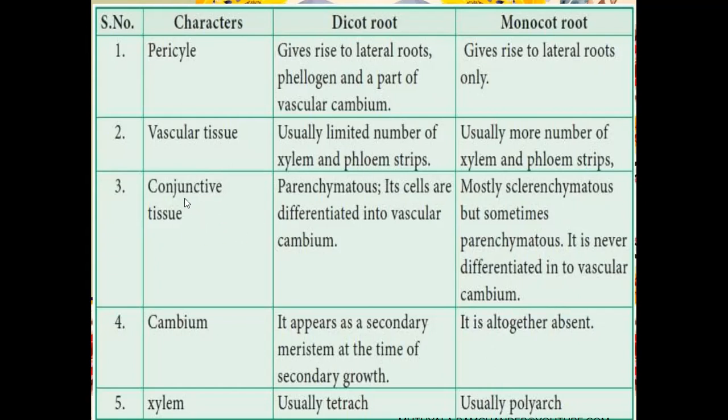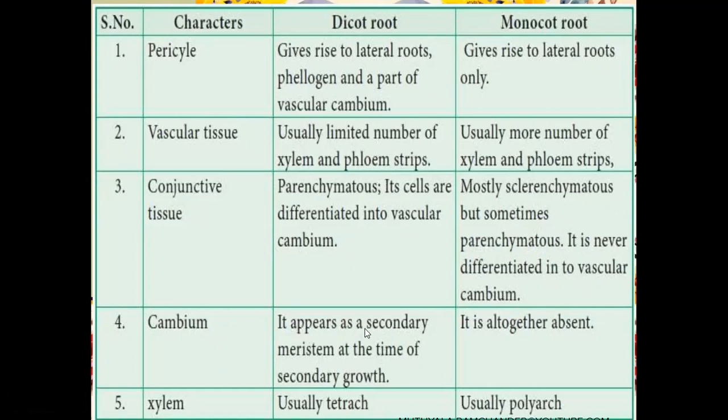Next, conjunctive tissues. Conjunctive tissues are mainly made of parenchymatous cells. Conjunctive tissues means medullary tissues, made of parenchymatous tissue. They differentiate into vascular cambium, which is developed during secondary growth in dicot roots. In monocot roots, the conjunctive tissue is made of sclerenchymatous tissue. Sometimes it is made of parenchymatous tissue, but it cannot differentiate into vascular cambium because there is no secondary growth. Cambium is the fourth difference.